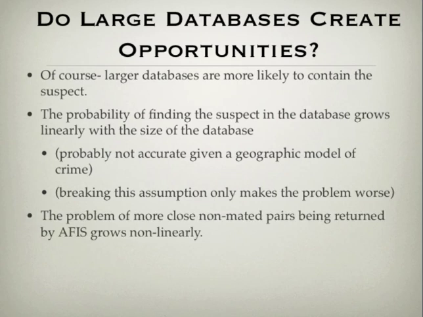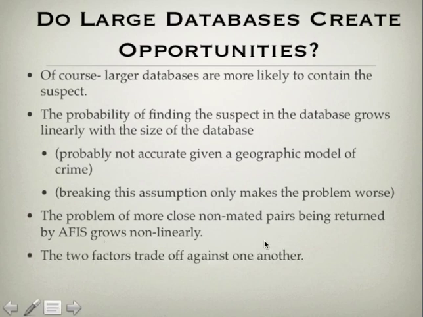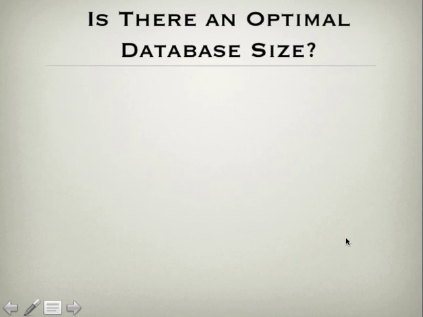But it turns out that breaking the assumption of it growing linearly only makes the problem worse that I'll describe. So the problem of more close non-mated pairs being returned by AFIS grows non-linearly. So we've got the good thing growing linearly, we've got the bad thing growing non-linearly. And these two factors will trade off against one another. So we need to figure out how these trade off and whether there's an optimal database size, and is it possible to have a database that's too big? So we're going to ask, is there an optimal database size?